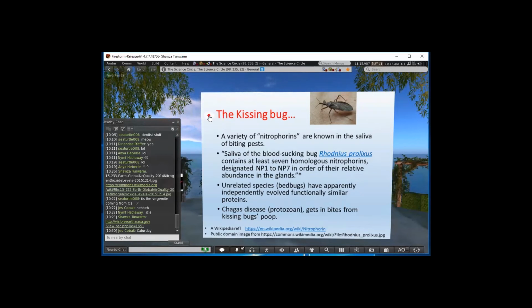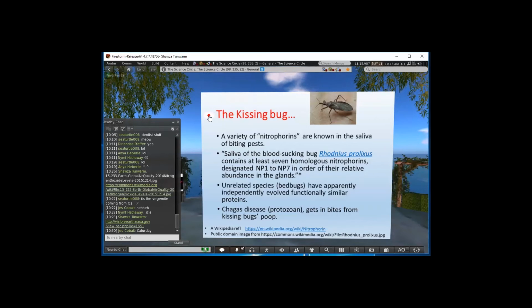There's all sorts of little beasties that take advantage of the normal functions. For example, the kissing bug. It has a whole weird little cocktail of enzymes in its saliva, but one enzyme is called nitrophorin. And here's a quote: "The saliva of the blood-sucking bug, Rhodnius prolixus, contains at least 7 homologous nitrophorins." And so these are all enzymes that have a heme in them. And they're called NP1 to NP7 in order of their relative abundance in the glands. I'm going to show you NP1.